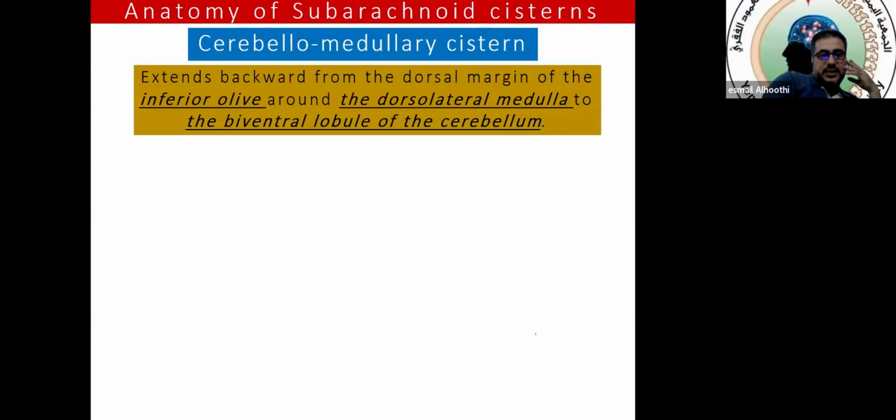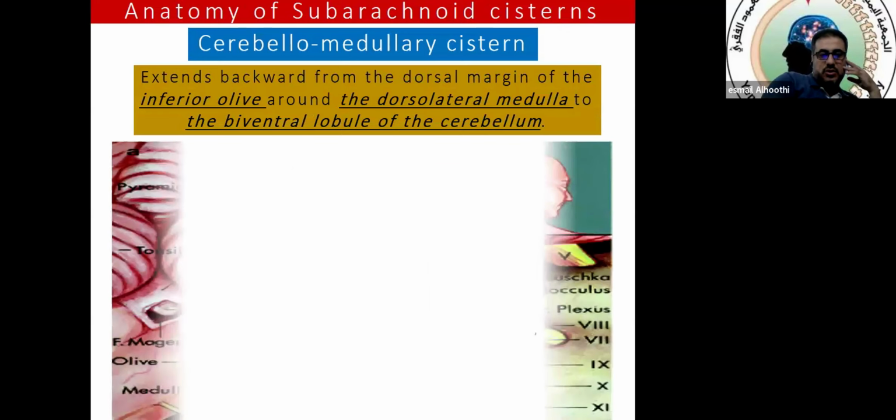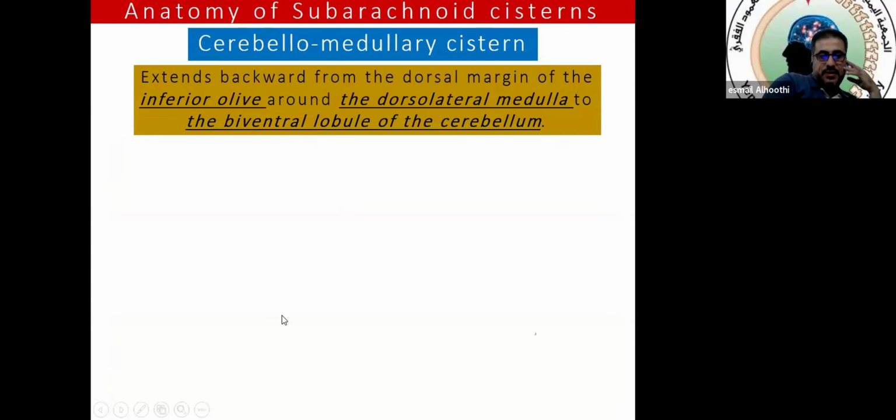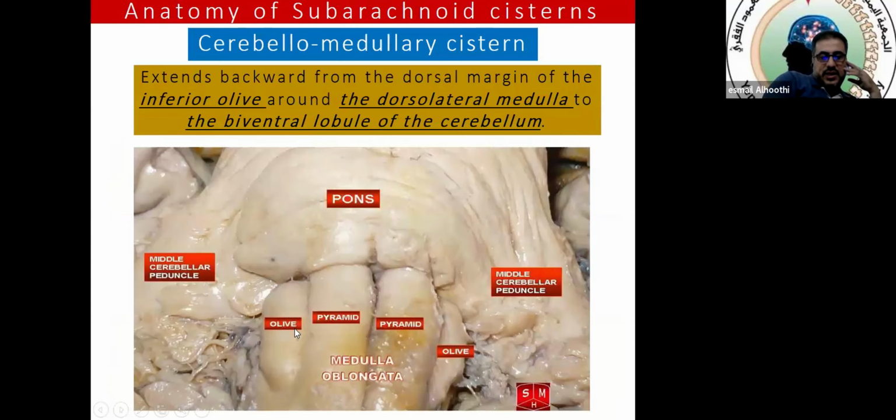So the cerebellomedullary cistern extends backward from the dorsal margin of the inferior olive around the dorsal medulla to the biventral lobule of the cerebellum. So it extends from this dorsal part of the inferior olive posteriorly to the biventral lobule of the cerebellum. As you see here in this anterior image of this dissection, this is the olive. It's located just posterior and dorsal to the olive.